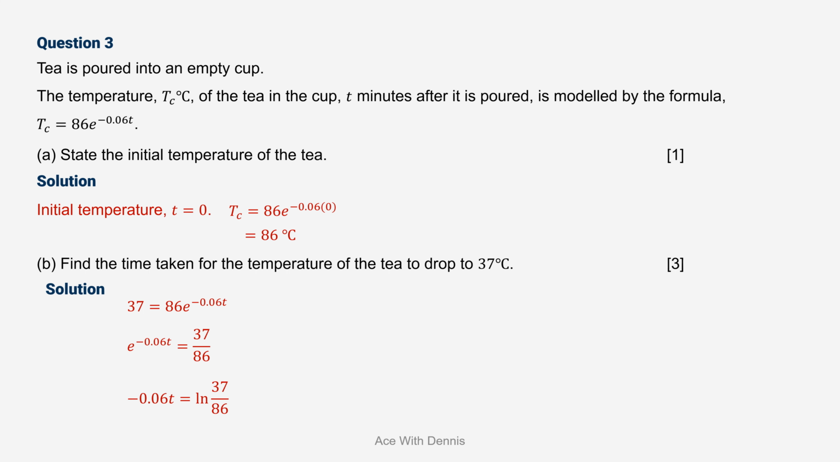Then negative 0.06 t is ln 37 over 86, and t is negative 1 over 0.06 times ln 37 over 86. Then we calculate the value, and we get 14.1 minutes in 3 significant figures.